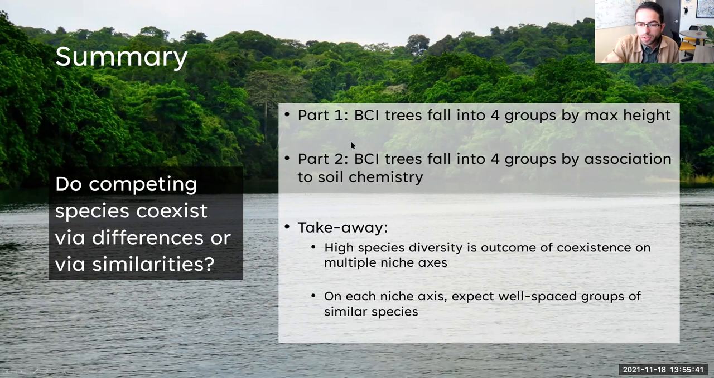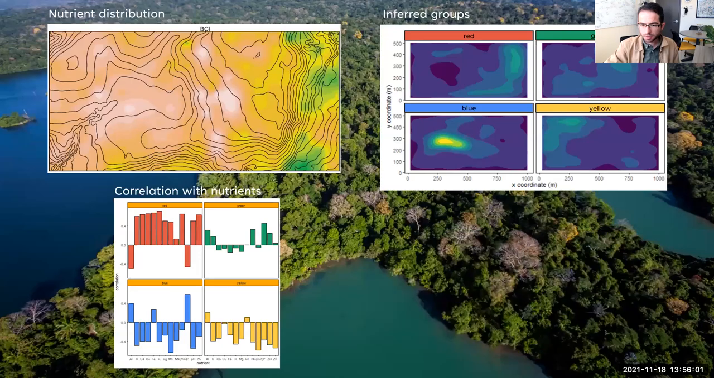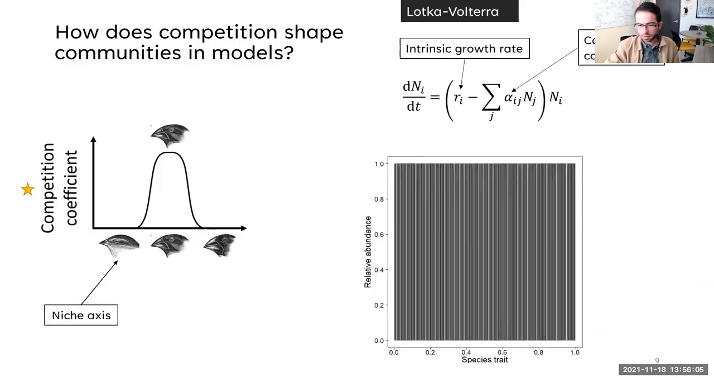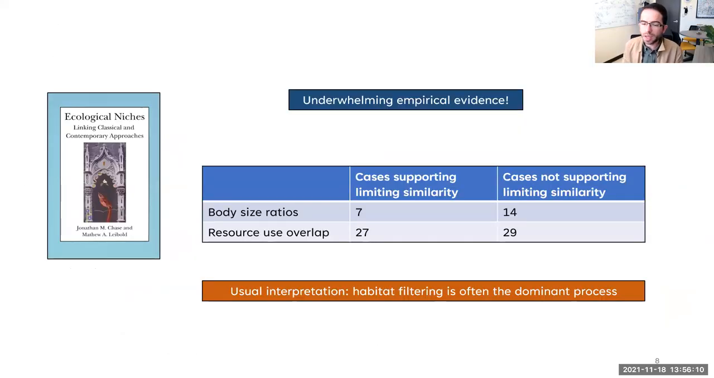Well, you could imagine that it is the combination of niche axes, which very quickly, when you start adding more niche dimensions, end up giving a niche to each species. But on any individual niche axis that you care to look at, you're going to see the opposite of limiting similarity, which in my opinion could go a long way in explaining this table here. More than half the time you actually see species to be more similar than different.